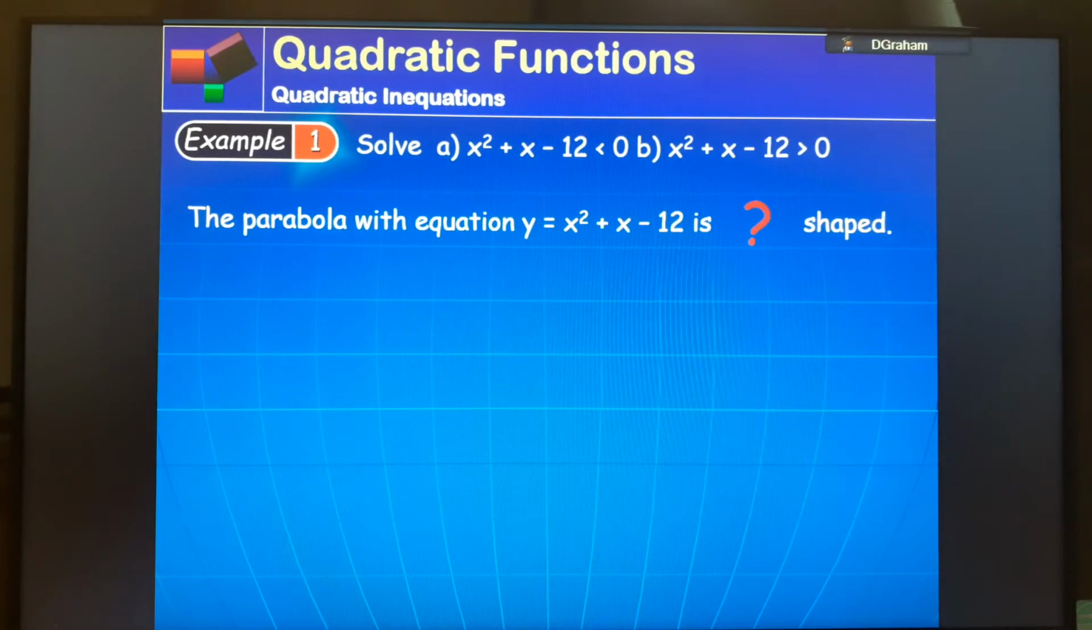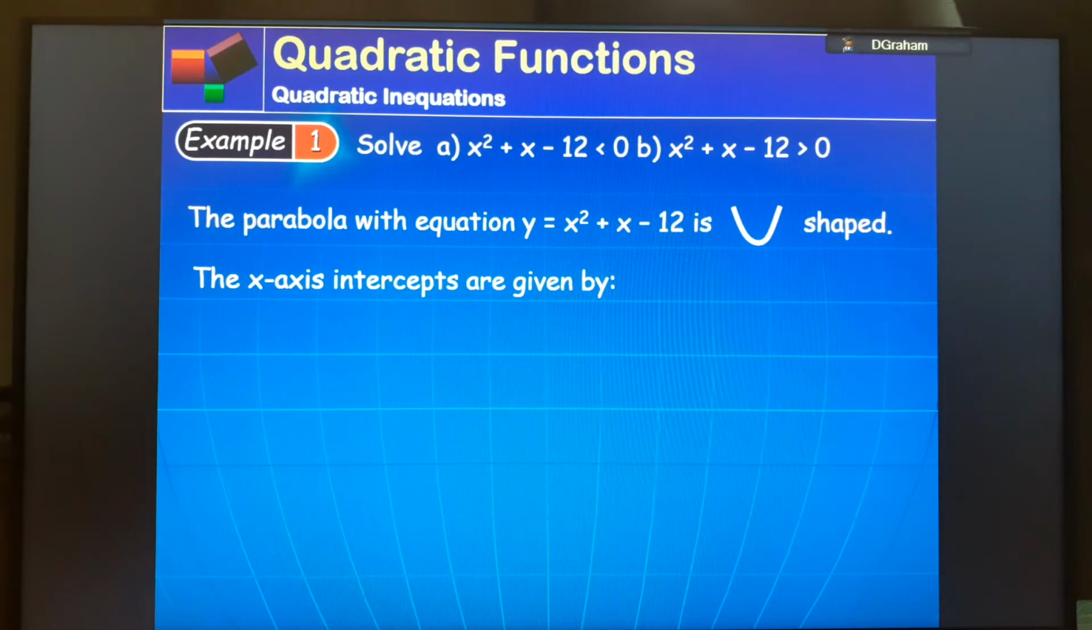So first of all, we want to identify the shape of the parabola. It's a positive x squared. And remember, a positive x squared means it's a happy graph. So it will be a U shape. We always look at the x squared coefficient to see if it's positive or negative. There's nothing in front of the x squared, so we know it's a positive 1.